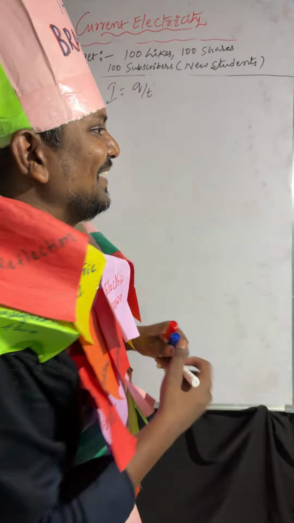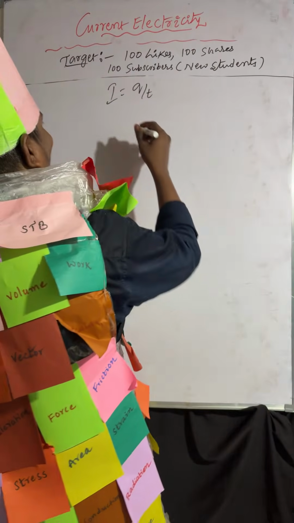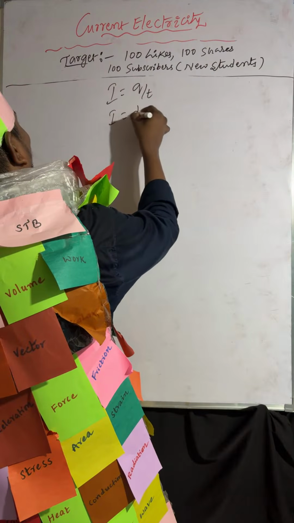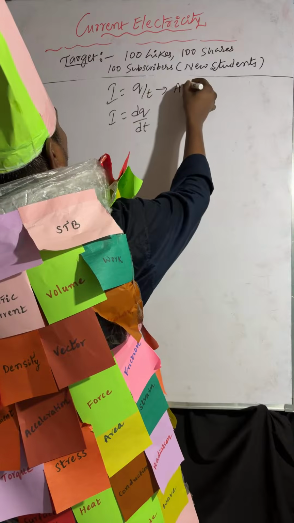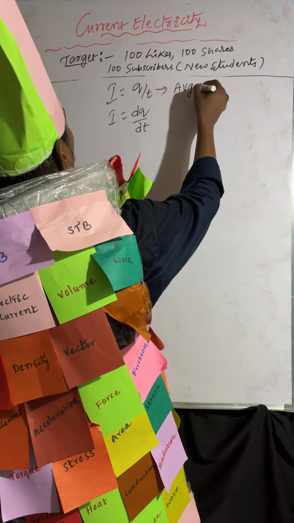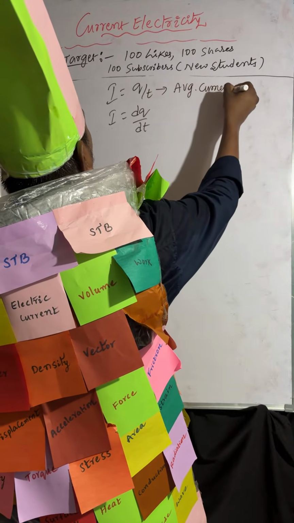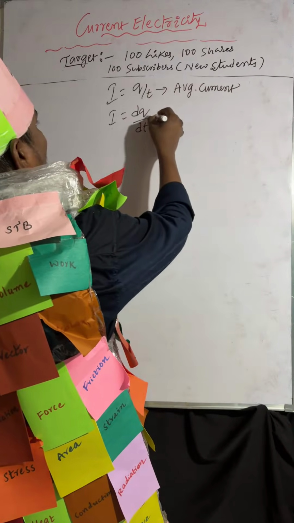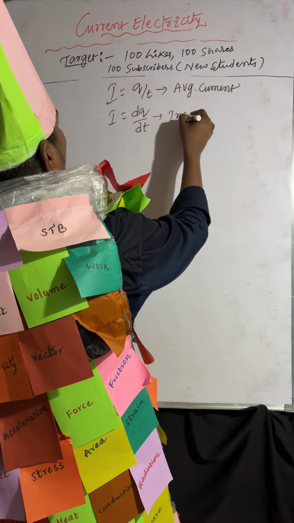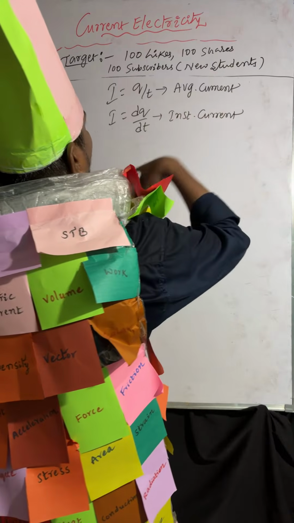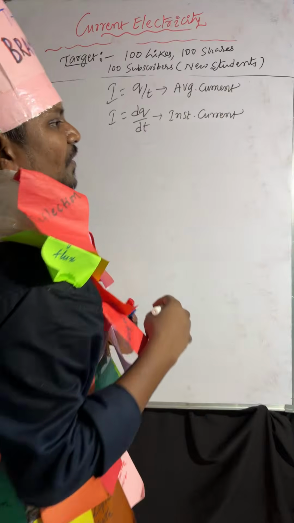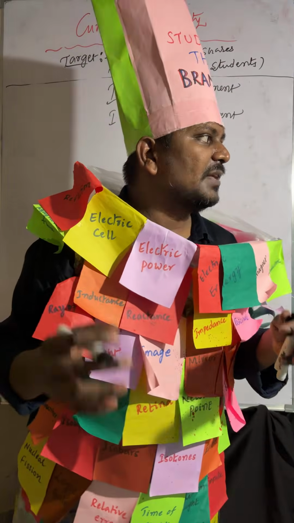Instantaneous current, that is I equal to dq by dt. This is average current, and coming to this one is instantaneous current. Current at a particular instant. Instantaneous current.